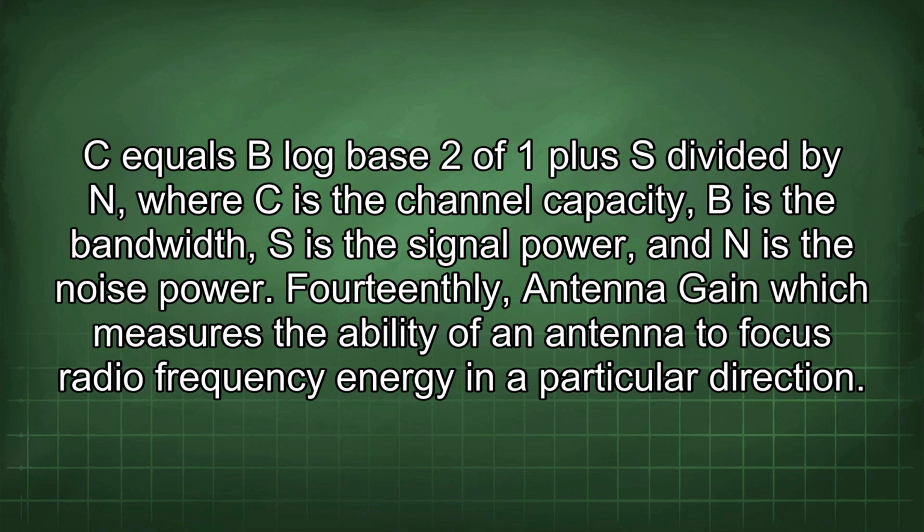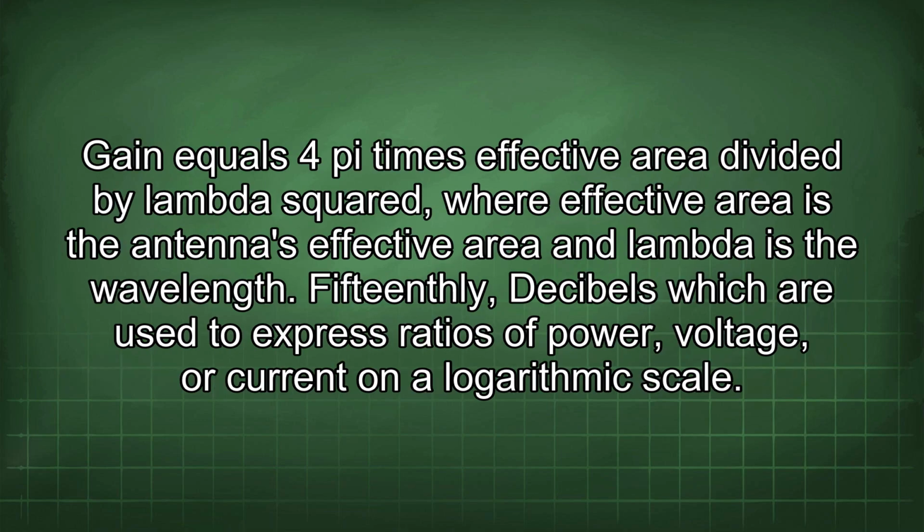14thly, antenna gain, which measures the ability of an antenna to focus radio frequency energy in a particular direction. Gain equals 4 pi times effective area divided by lambda squared, where effective area is the antenna's effective area and lambda is the wavelength.